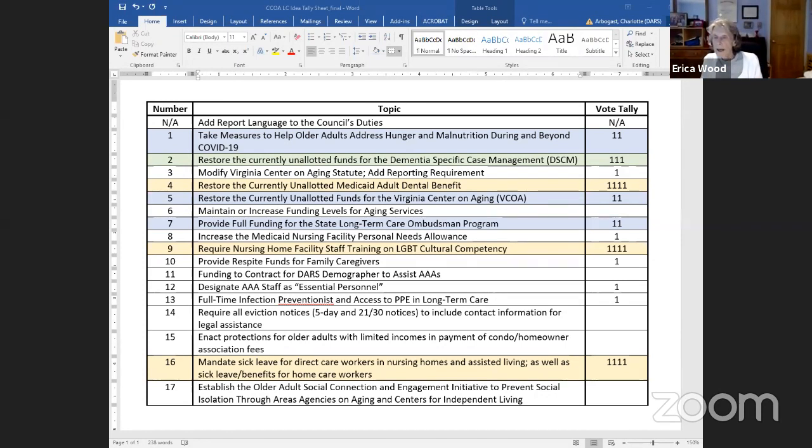Other comments on that? I mean, that's such a huge topic that I think it would well behoove us to have that on our list, and to have the General Assembly members know that this is an item that's important to the council.